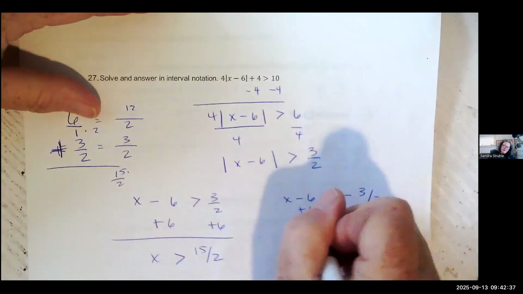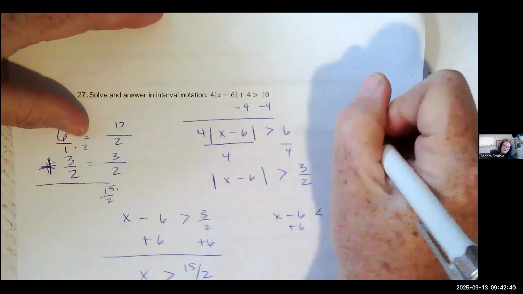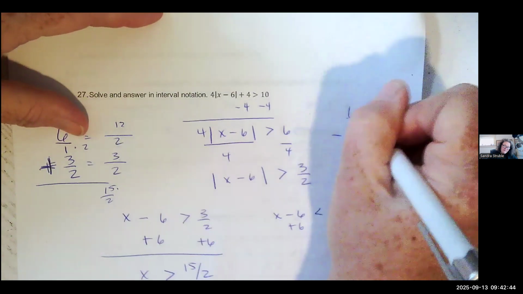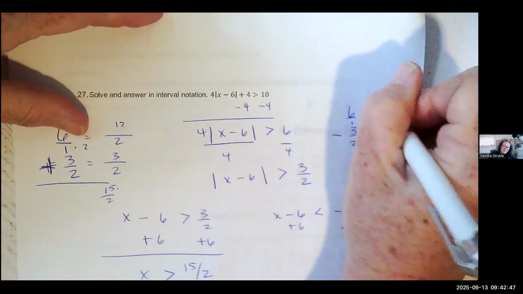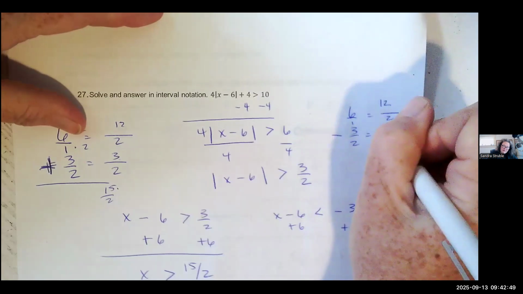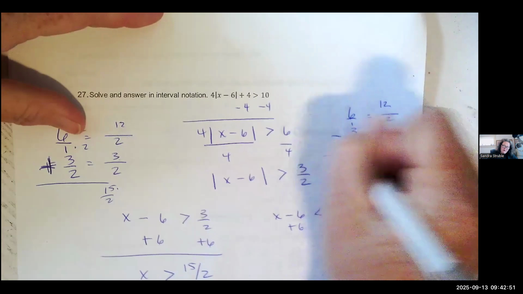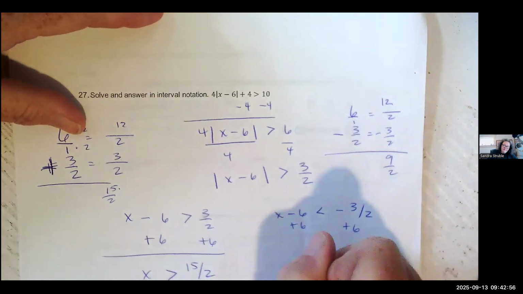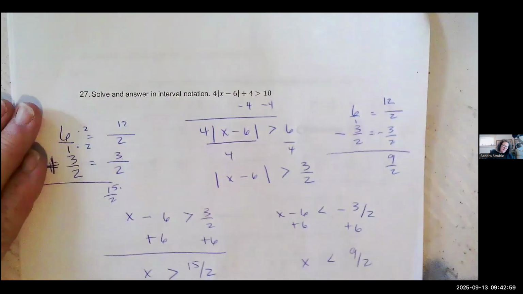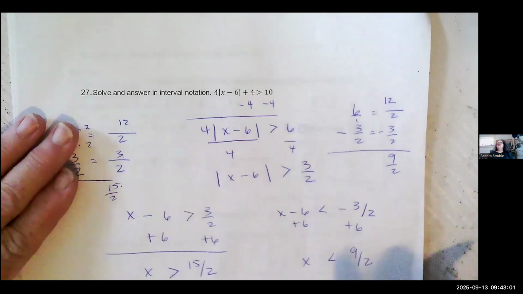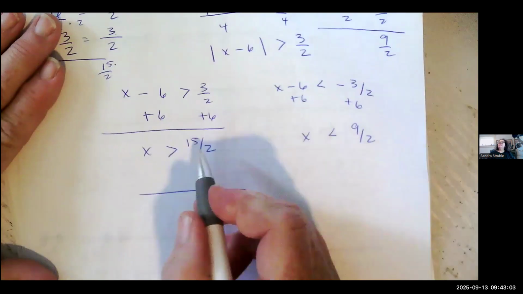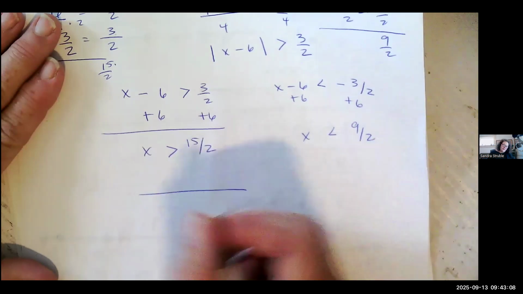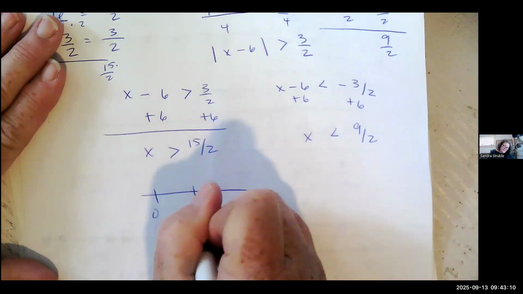We're going to add 6 to both sides. Same thing. 6 minus 3/2, 6 is over 1. It's going to be 12/2, which is 6. 12 minus 3 is 9/2. All right, in interval notation, I'm going to do my graph so I see what this looks like. 15/2 is going to be larger than 9/2.